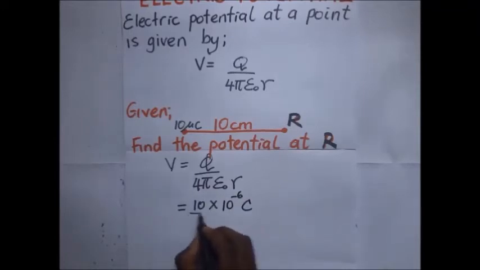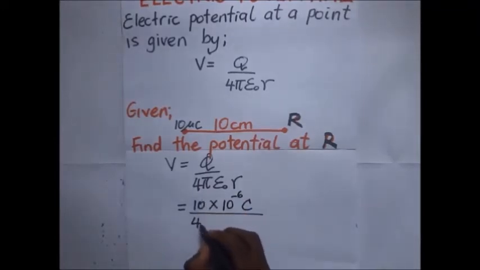So it's 10 times 10 to the power negative 6 coulombs, divided by 4 pi epsilon naught times R.